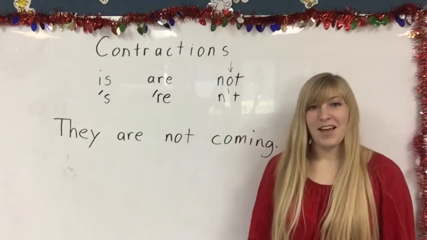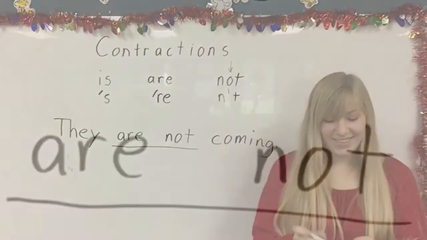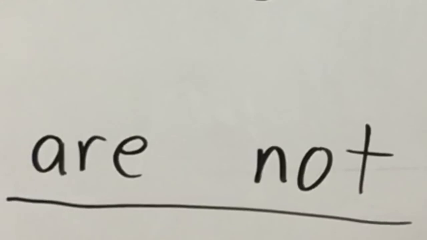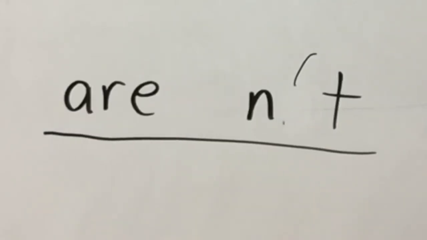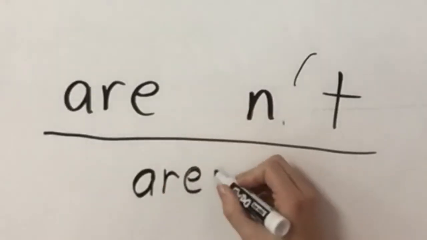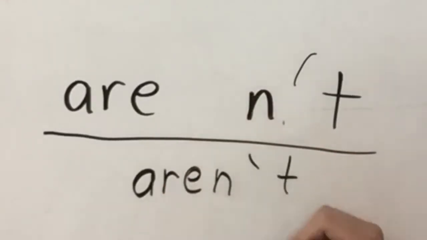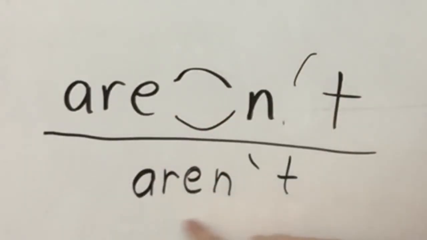They are not coming. We're going to turn are not into a contraction. Here comes hungry Hippo to eat the vowel. And what do we need? An apostrophe, right. So the word we made is aren't. And when we write aren't, A-R-E-N apostrophe T, we need to smush this space together. Just like this. They aren't coming.